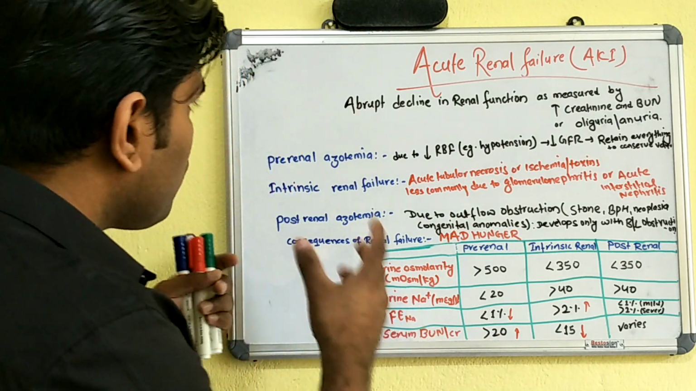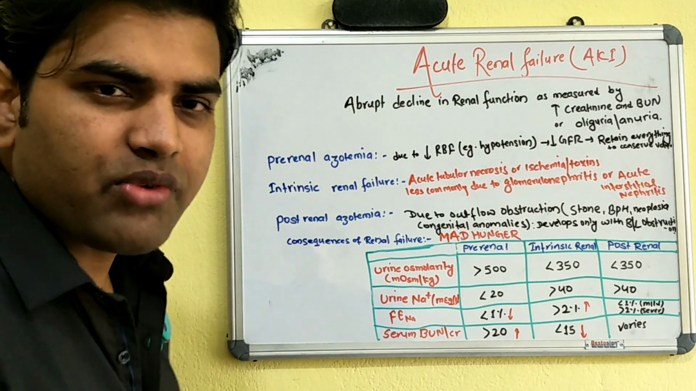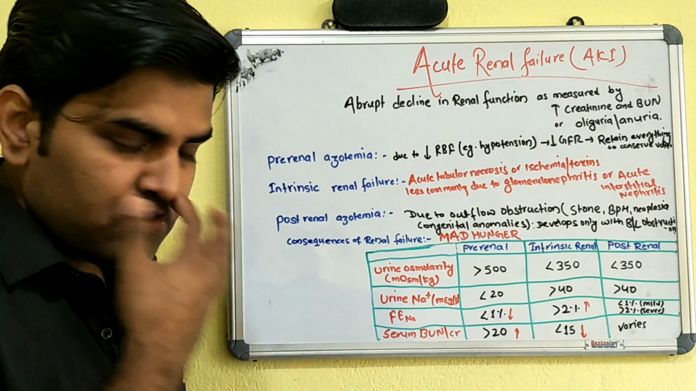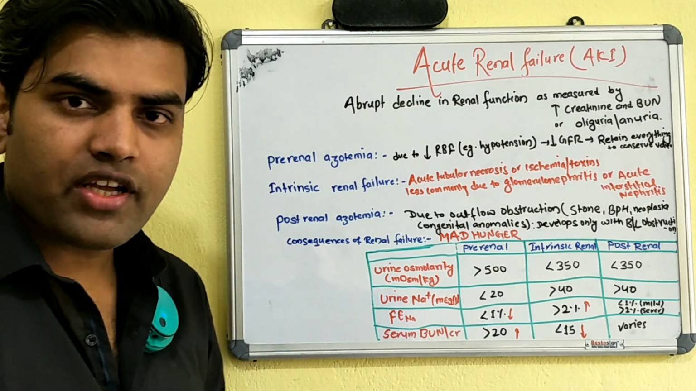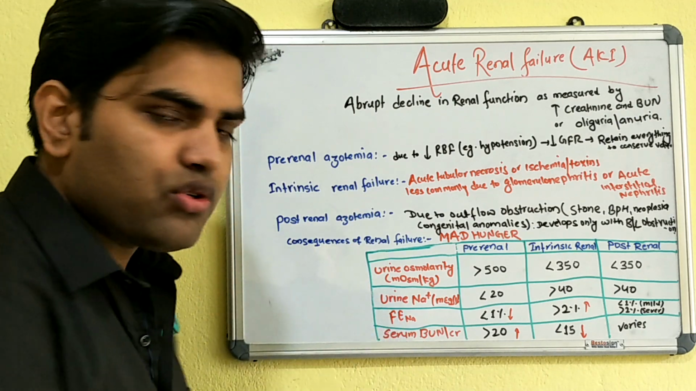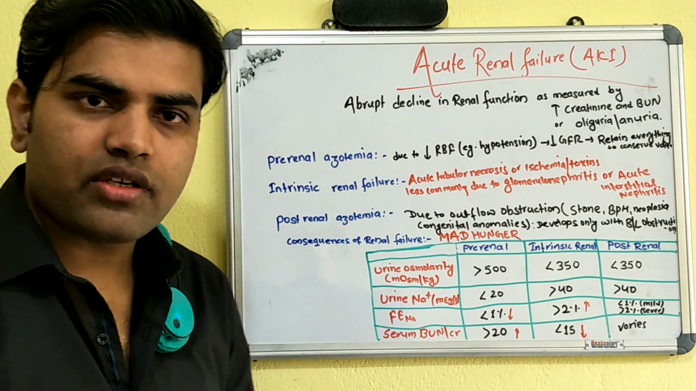So this is what we are talking about: acute renal failure, an acute decline in renal function. You see the creatinine getting higher and higher. You diagnose it as acute renal failure, and you are saying that acute kidney injury has occurred. Now you have to find out the cause, and you will manage accordingly.